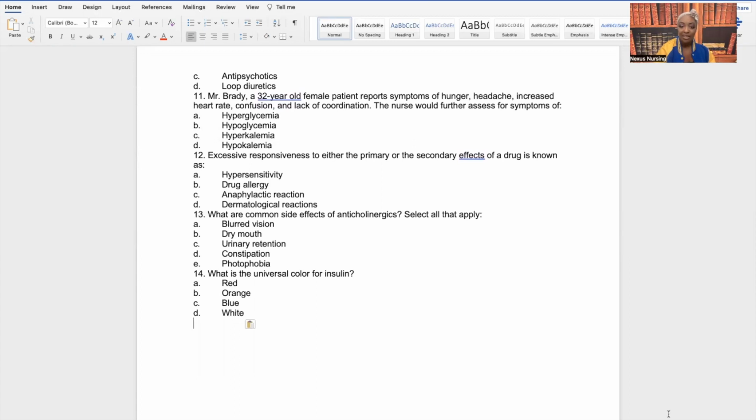Number 11, Miss Brady, a 32-year-old female patient, reports symptoms of hunger, headache, increased heart rate, confusion, lack of coordination. The nurse would further assess for symptoms of hyperglycemia, hypoglycemia, hyperkalemia, or hypokalemia. What do you guys think? And those are symptoms of what?